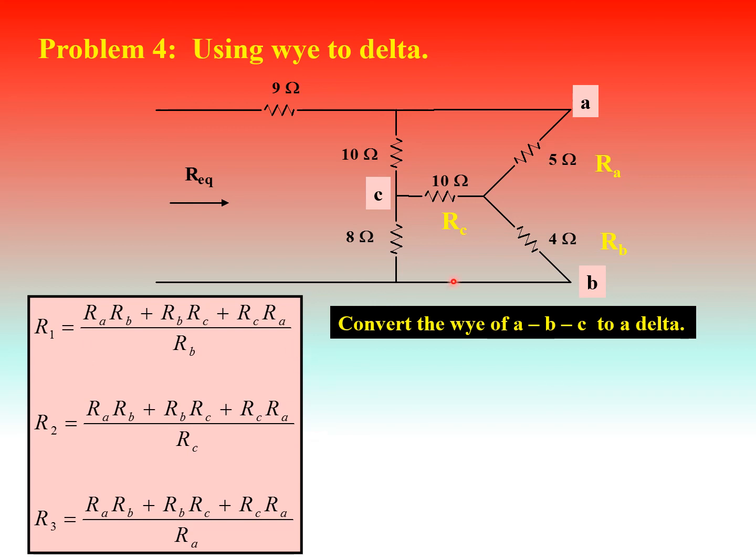Take this 5 ohm as RA, this one is RB, which is at terminal B, and the one at terminal C is RC. Now take RA, RB, RC and substitute in these formulas. So you will get R1, R2, R3 as shown here. For R1 you are getting 27.5, for R2 11, and for R3 we are getting 22.